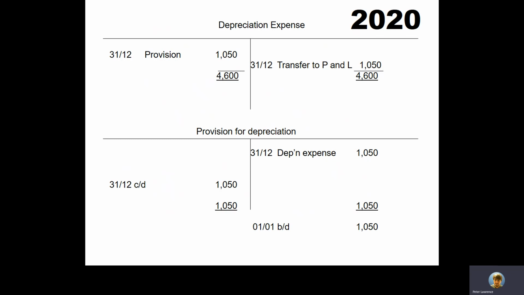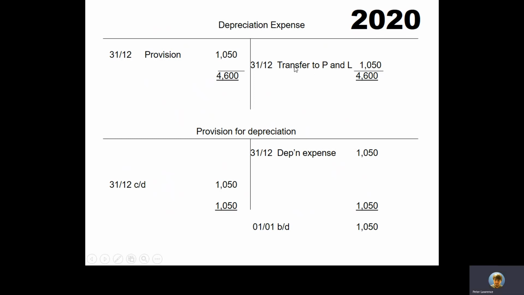So, in terms of the double entry, what we would do is we would debit the depreciation expense and credit the provision for depreciation. So we've got 1,050 on the debit of the depreciation expense, 1,050 on the credit of the provision.